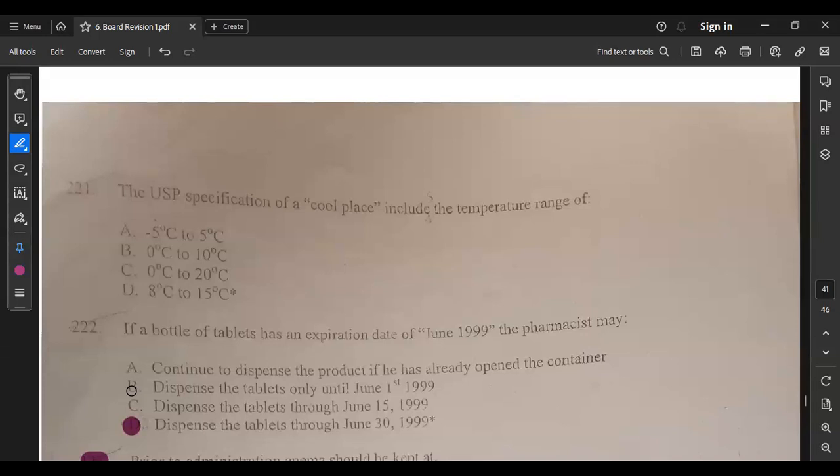The USP specification of a cool place includes the temperature range of. Was it D? Yes.